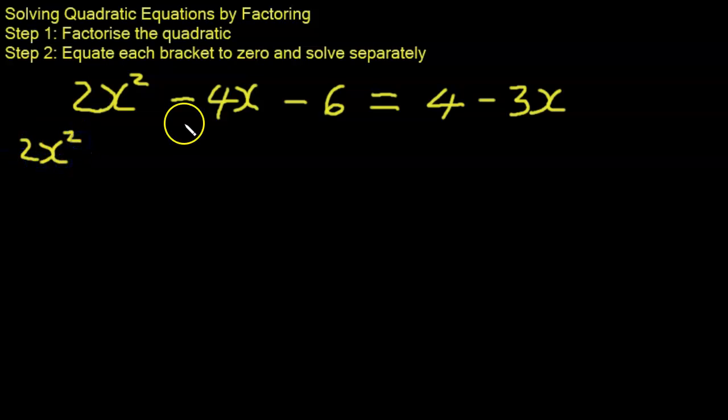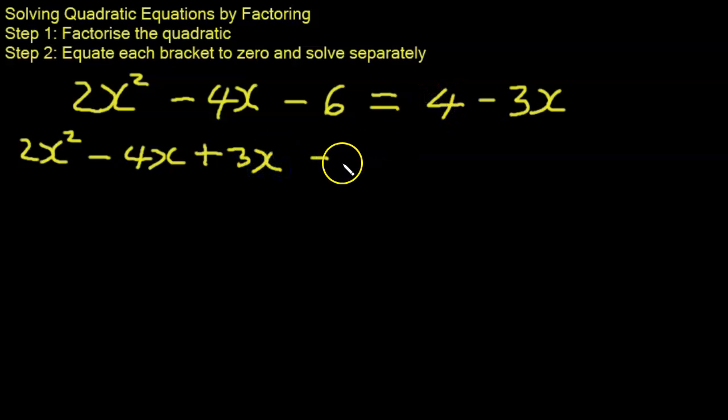So we have 2x squared, there's no other term like 2x squared. We have minus 4x. Here's another negative 3x here. So our group becomes positive 3x. And we have minus 6, group with this positive 4. So minus 4.